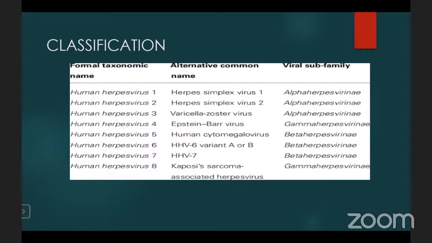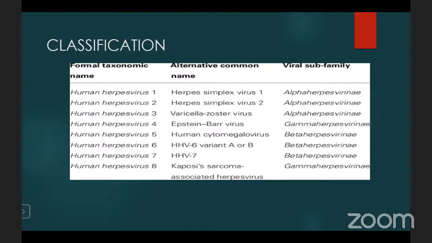Human herpes virus 4. Common name is Epstein-Barr virus. Subfamily Gammaherpesvirinae. Human herpes virus 5. The common name is human cytomegalovirus. It belongs to subfamily Betaherpesvirinae. Human herpes virus 6, variants A and B. It belongs to subfamily Betaherpesvirinae. Human herpes virus 7. Common name is human herpes virus 7. Subfamily is Betaherpesvirinae. Human herpes virus 8. The common name is Kaposi's sarcoma-associated herpes virus. Subfamily is Gammaherpesvirinae.